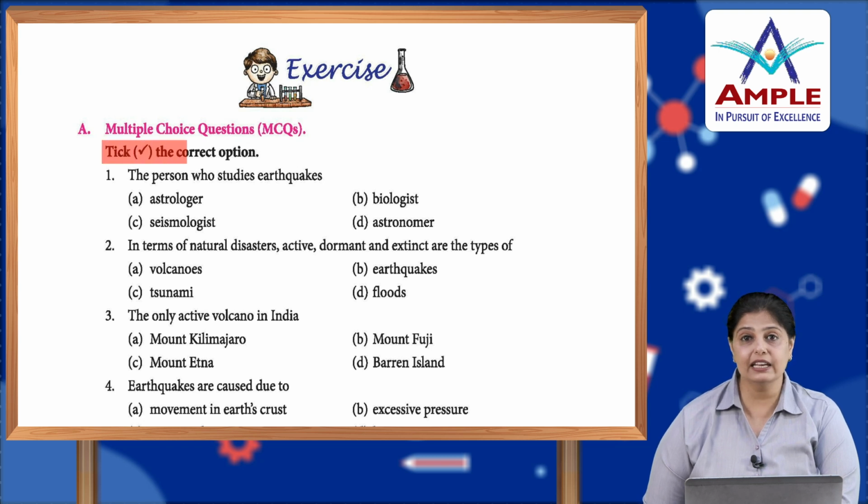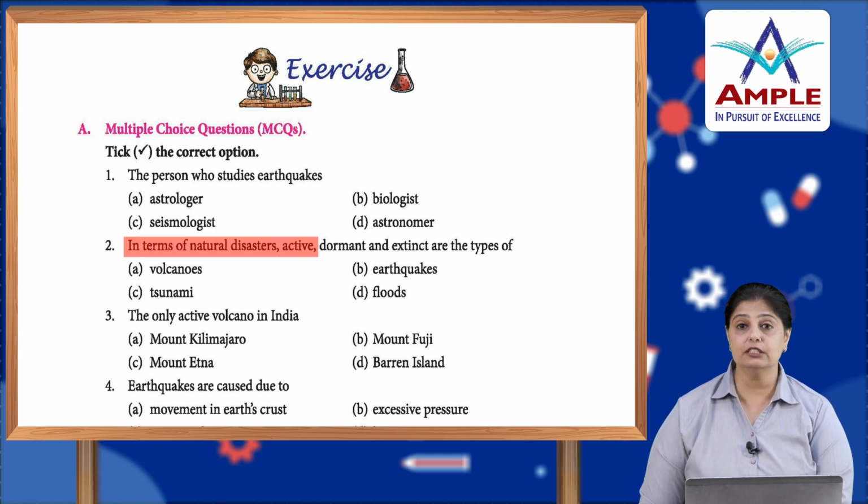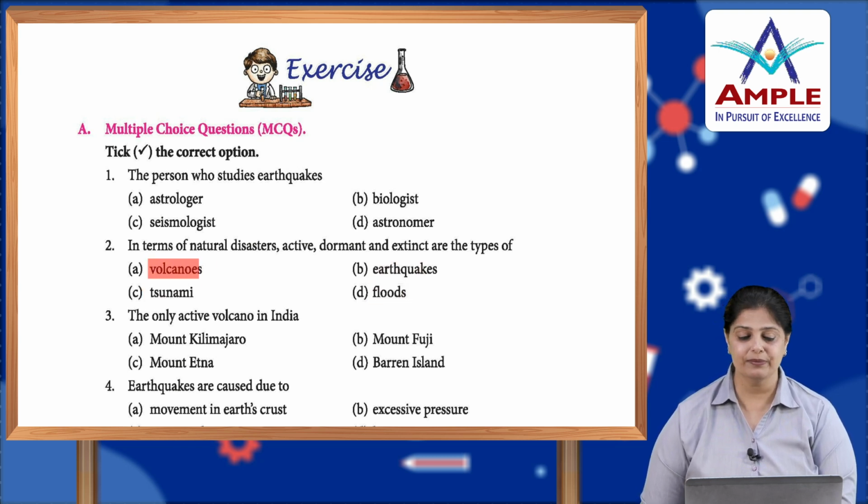Alright, take the correct option. The person who studies earthquakes is known as astrologer, biologist, seismologist or astronomer. It is the seismologist. In terms of natural disasters, active, dormant and extinct are the types of volcanoes, earthquakes, tsunami or floods. It is volcanoes. The only active volcano in India is Mount Kilimanjaro, Mount Fuji, Mount Etna or Barren Island. It is the Barren Island.